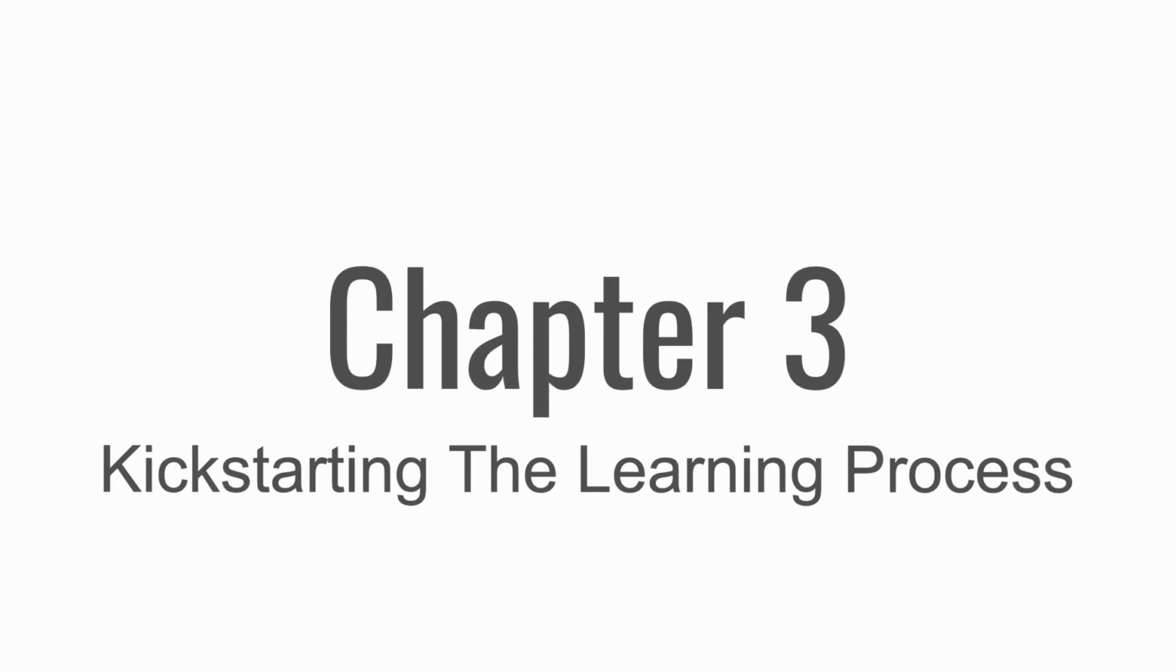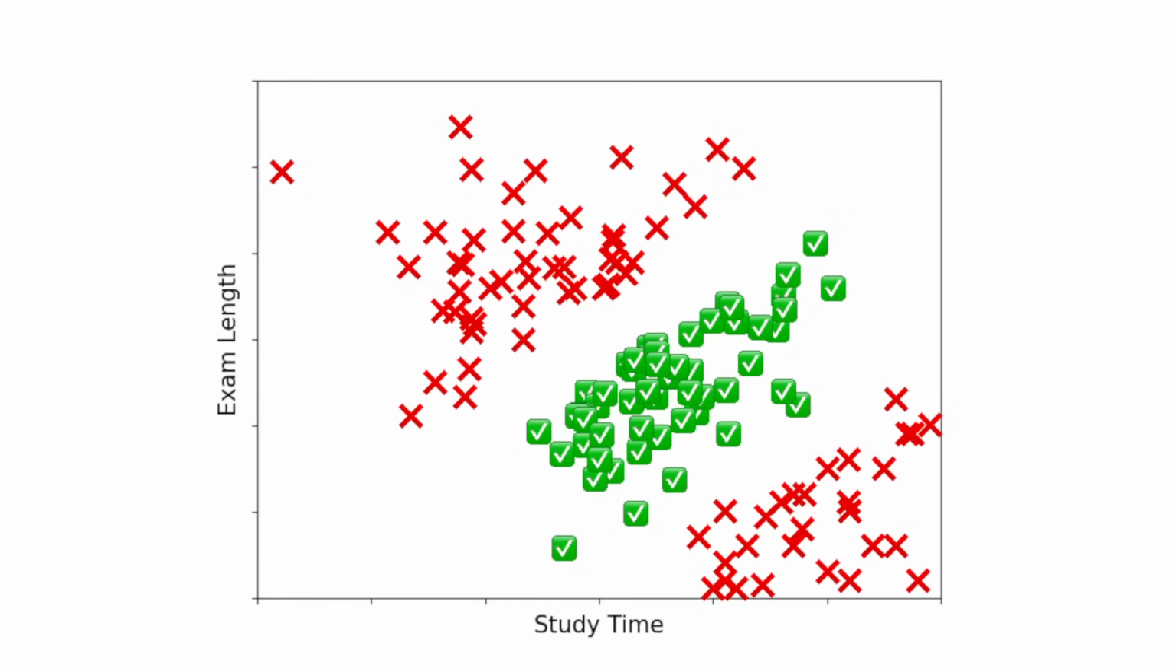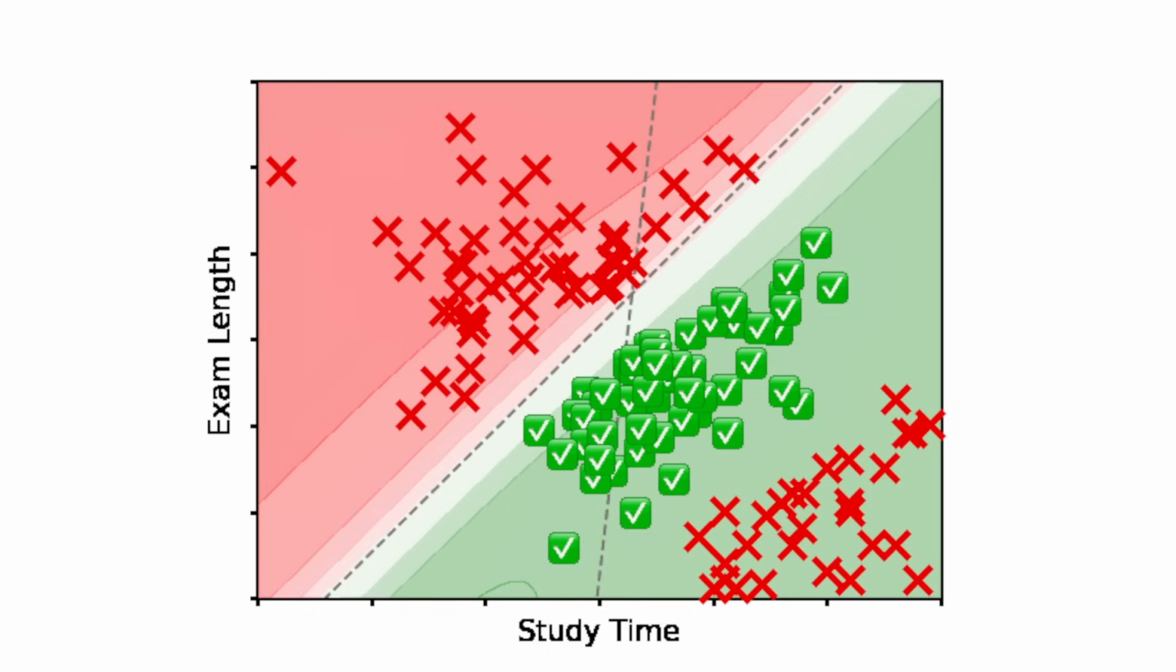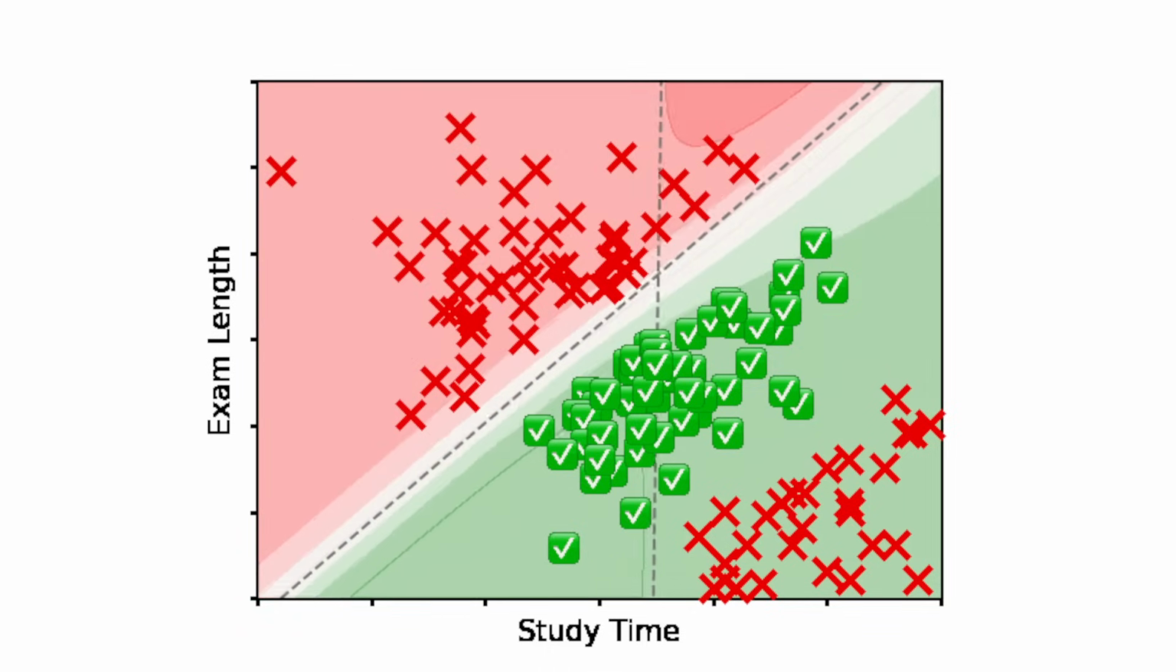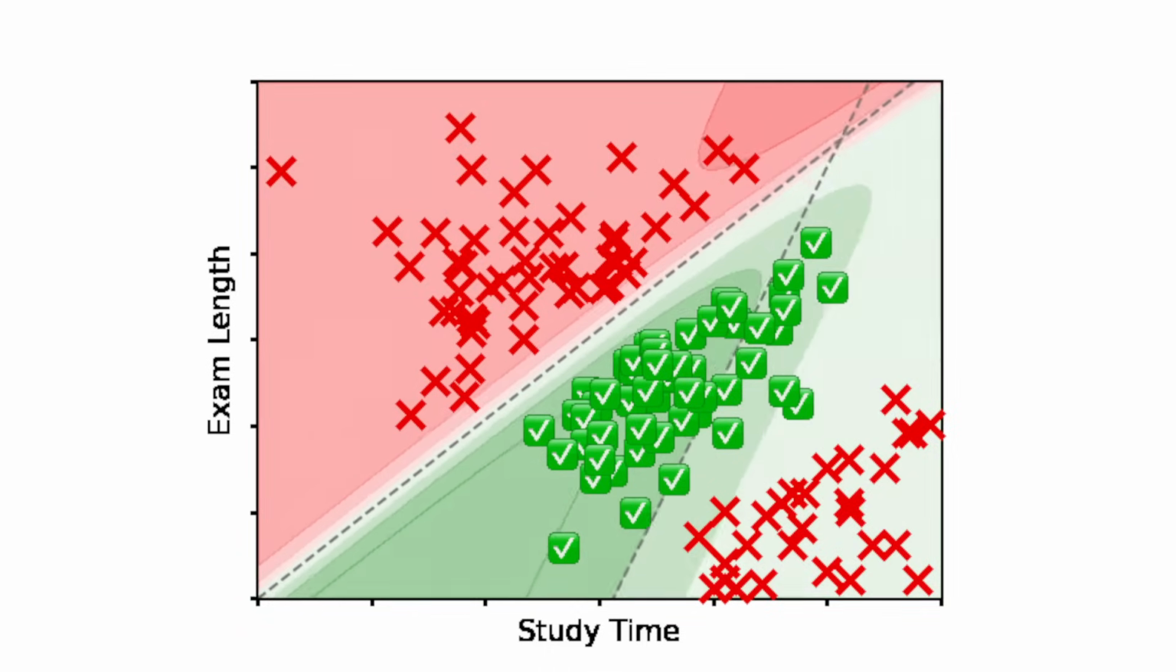Chapter 3. Kickstarting the learning process. Kickstarting the learning process is very delicate and can considerably impede or even completely neutralize the network's ability to improve at its task. To kickstart the learning process, we need an initial guess, which we then nudge repeatedly in the hopes of solving the task.